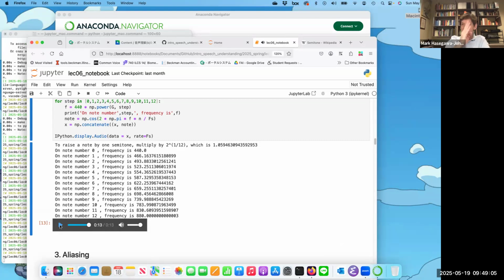So you can see that we've played every half step all the way through a complete octave from the A440 all the way up to A880, playing them back at 8,000 samples per second. So that's the basic idea of frequency.